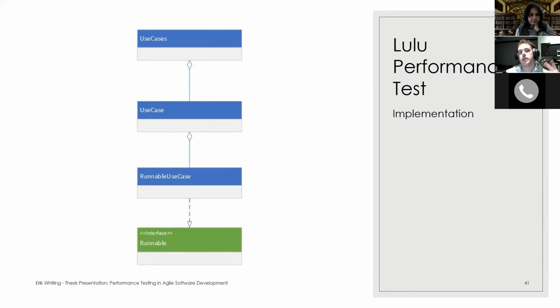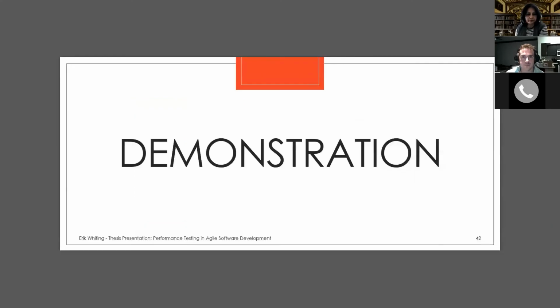So in that case, we would have 2 instances of the use case class, and then actually 4 instances of the runnable use case class. And then again, there's a composite class, or aggregate class, called use cases, that was just for better management in the code. All right, so I'm going to do a demonstration now.